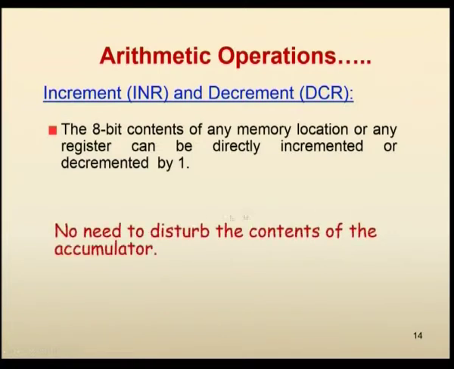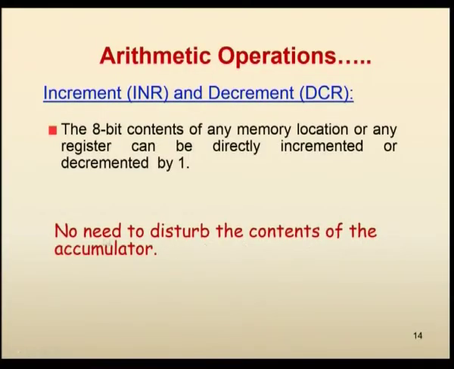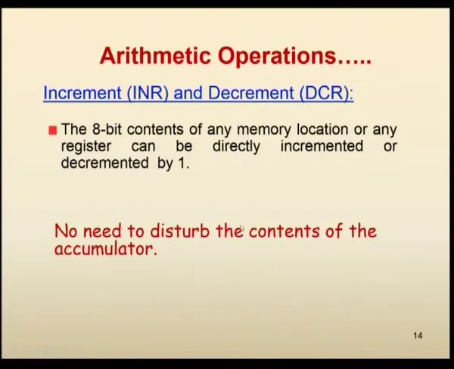Automatically, the data that is there in the memory location will be incremented or decremented, and the contents of the accumulator will not be affected. Suppose the number 5 is stored in memory location 1400H. After you give the increment memory instruction, of course, you have to preload the correct memory address in the HL register. The contents of that location, if it is 5, will be incremented to 6, and the contents of the accumulator will not be disturbed.